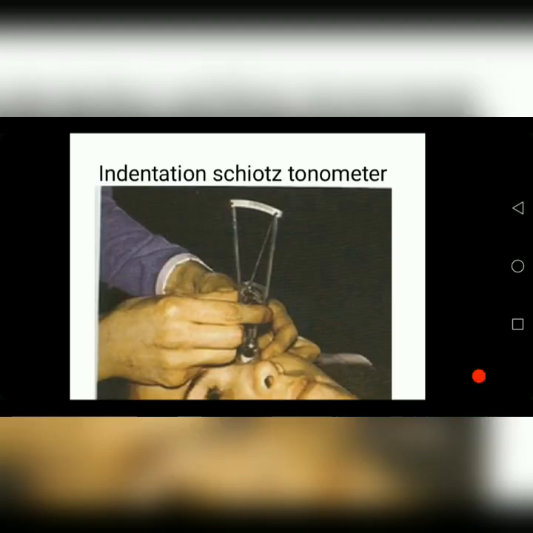The indentation Schiotz tonometer works by applying pressure on the cornea after giving local anesthesia, and seeing if it's soft and can be pressed, which means that the intraocular pressure is normal or less. But if it's hard, that means the intraocular pressure is high and prevents it from projecting posteriorly.